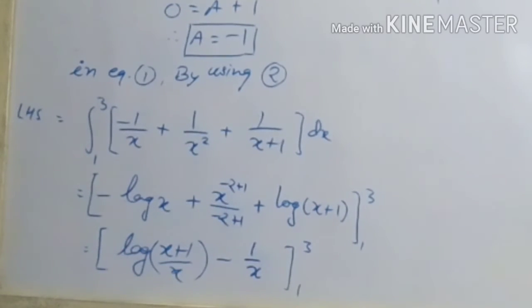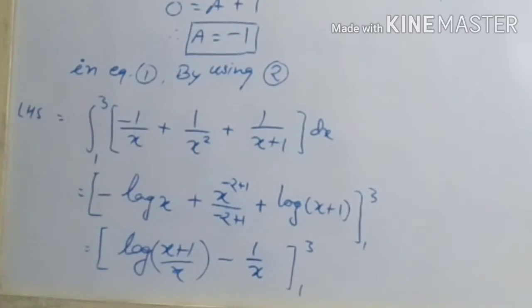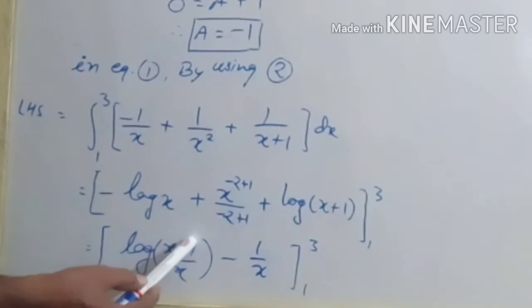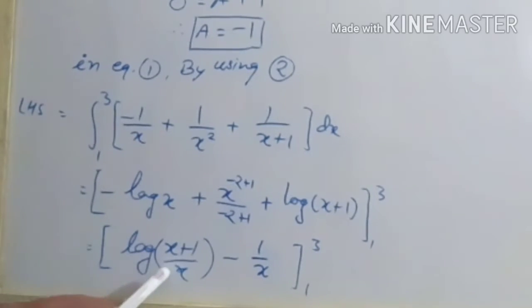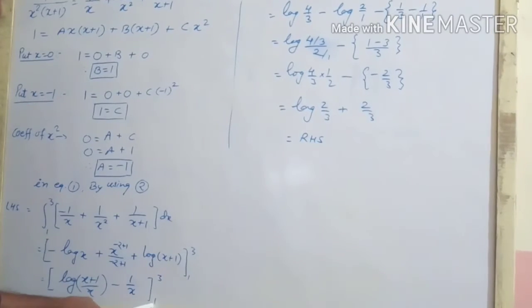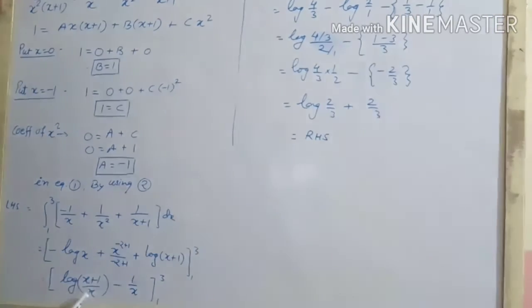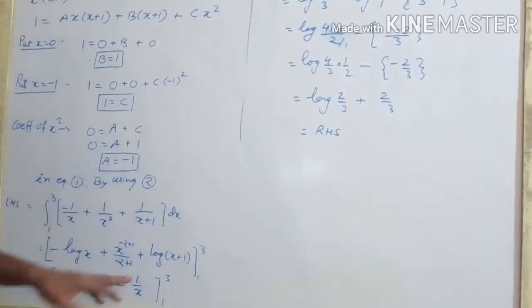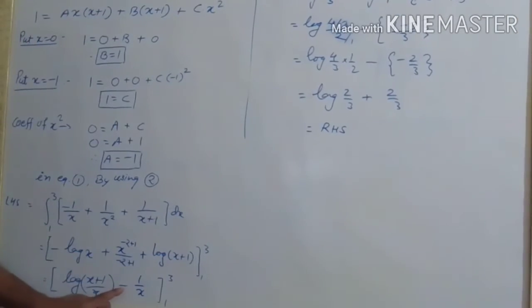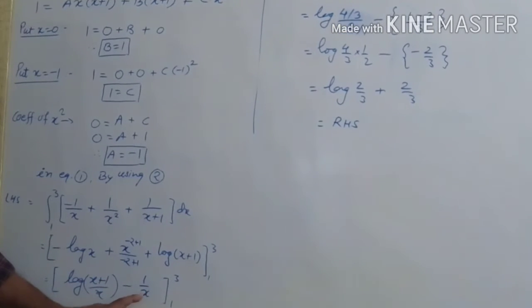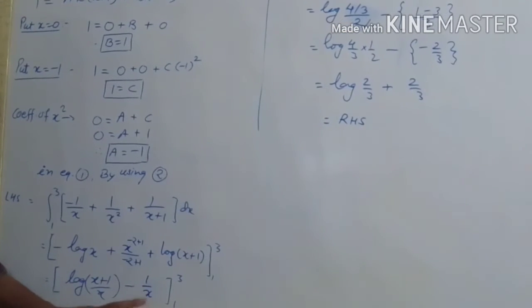Now apply the limits, upper limit minus lower limit. If you write 3 here, 3 plus 1 is 4 by 3, log 4 by 3, minus, when we write 1 here, 1 plus 1 is 2 by 1, which means log 2 by 1, minus, here the minus sign is outside, so when we write 3, 1 by 3 minus 1 by 1.